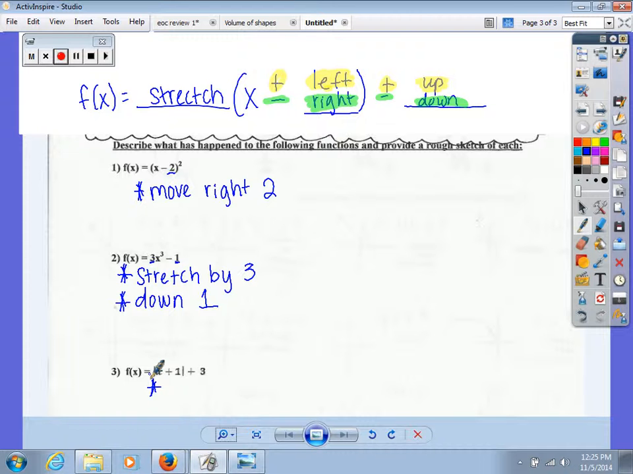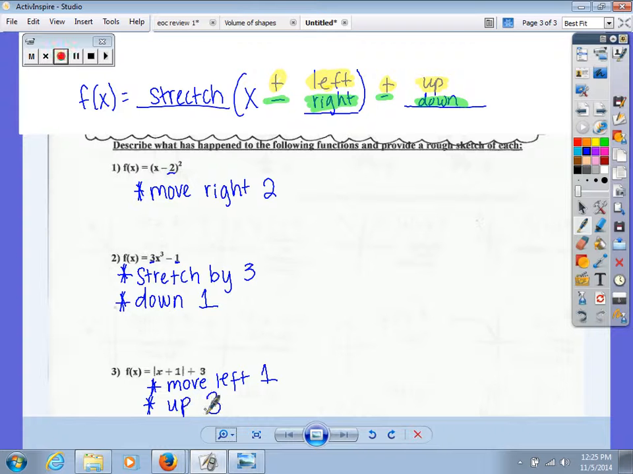There is no number outside, so it's not a stretch. What does the plus 1 mean? If you said 1 to the left, you are correct. So move left 1. This plus 3 right here, it's on the outside. So what do you think that means? If you said up 3, you are correct.